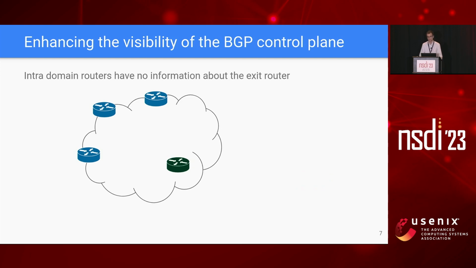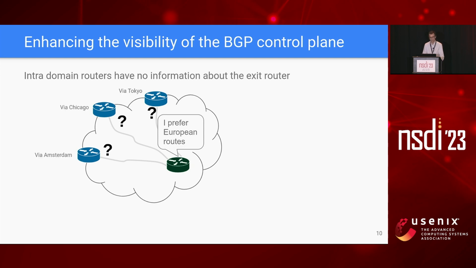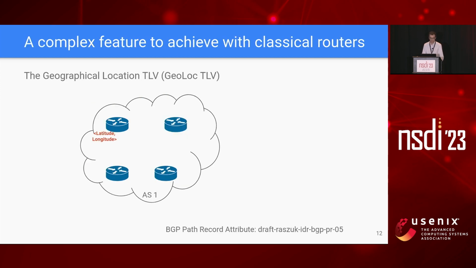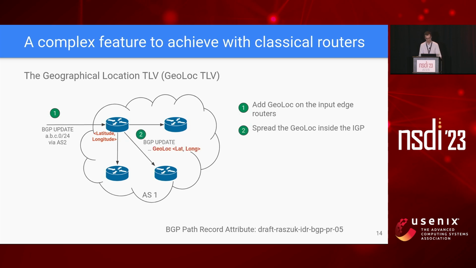So one example of an interesting feature for operators is the following. Imagine you have routers in your network that prefer European routes for whatever reason, but with the current implementation of BGP, there is no information about the exit router. So what we would like to have is a kind of tag to discriminate the exit routers so that a router can compute its best route according to its routing policies. This one is actually a draft, and the draft stipulates that each time you receive a BGP update, you add the latitude and longitude of the router that receives the route. Then you spread your new attribute inside your routers, and to avoid polluting the internet with the new attribute, you need to remove the geographical localization of your routers before spreading it to other BGP neighbors.